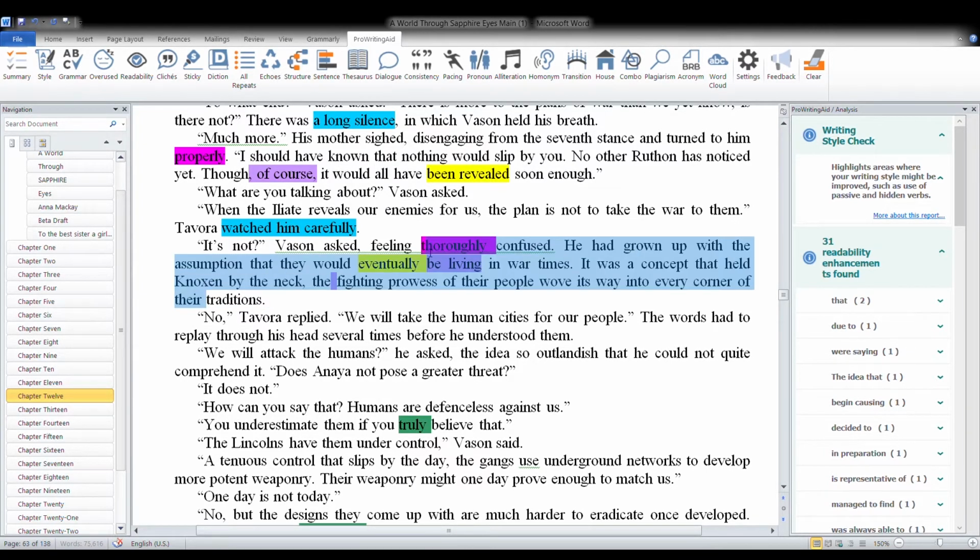Now, again, it's a longer, more convoluted sentence, so I actually want to simplify that. It's my choice. You could write it the other way, into all of their traditions. It was a concept that held Noxon by the neck. The fighting prowess of their people wove its way into all of their traditions. There's still something wrong about this.